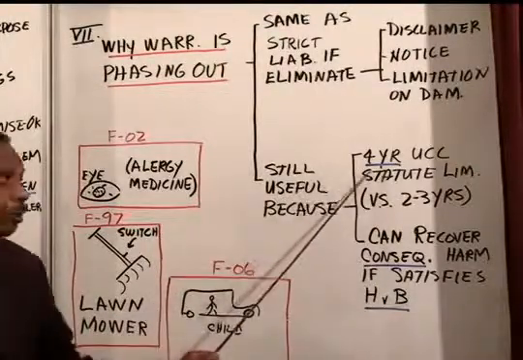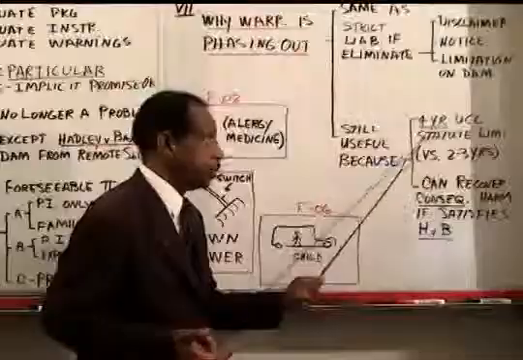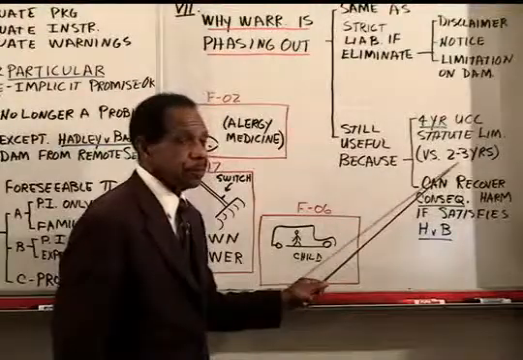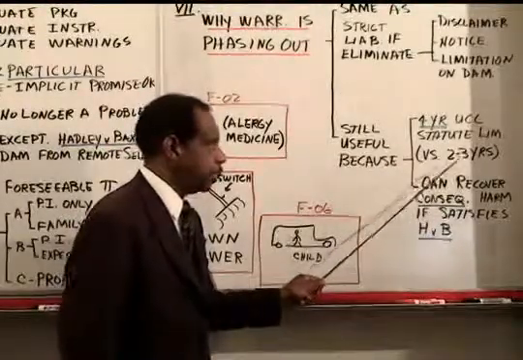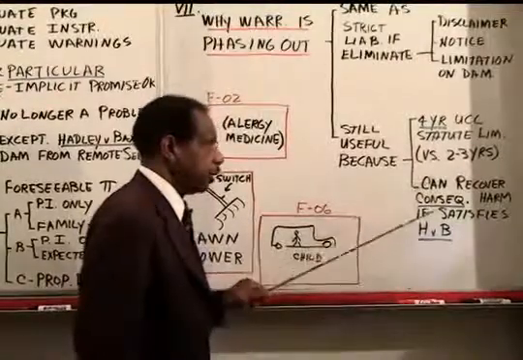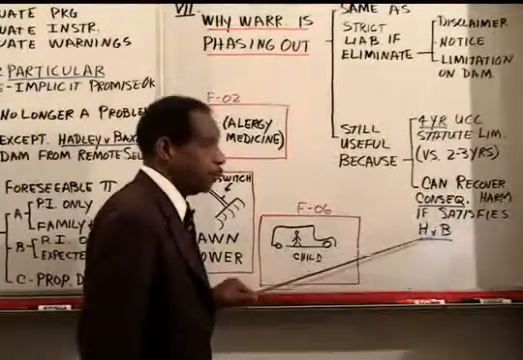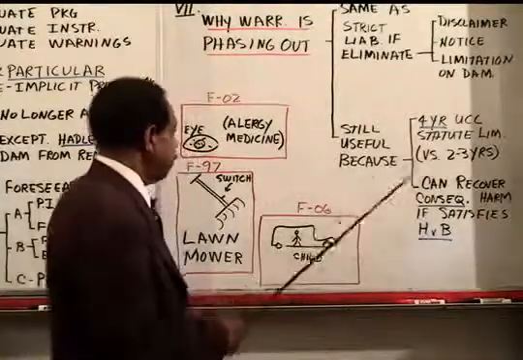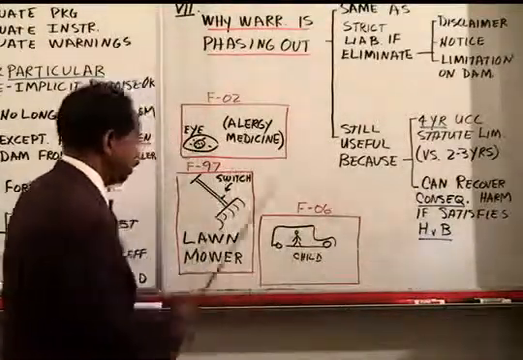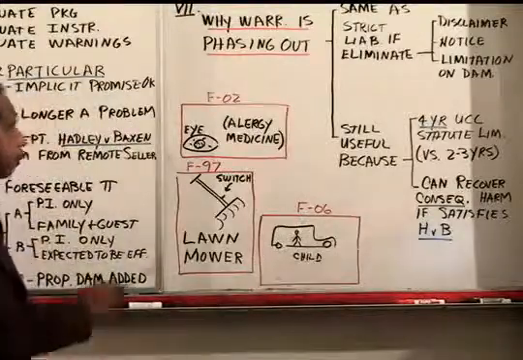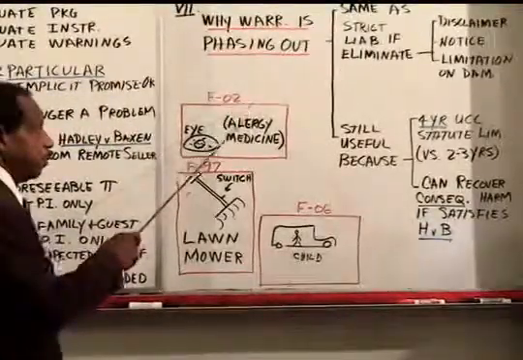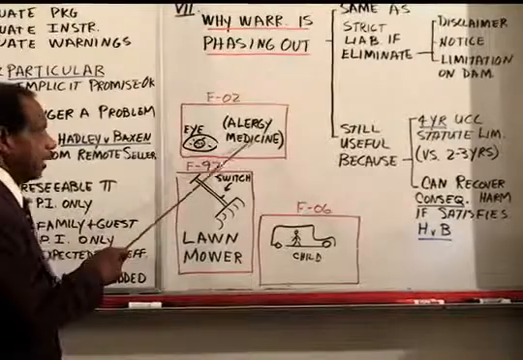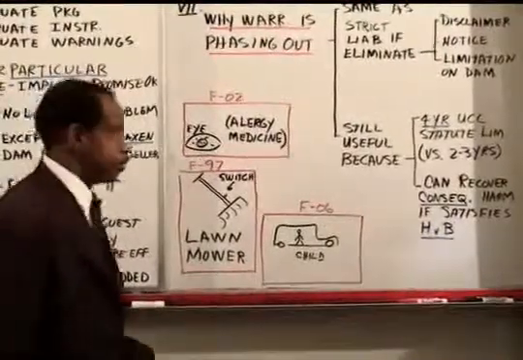One is you get a 4-year statute of limitations under the UCC instead of 2 to 3 years as you would otherwise get. And secondly, you can recover these consequential damages if you can satisfy the Hadley versus Baxendale rule. Now, with all that in mind, let's look at our 3 examples again. The example from February '02 where the doctor prescribed an allergy medicine that's causing the person to go blind.